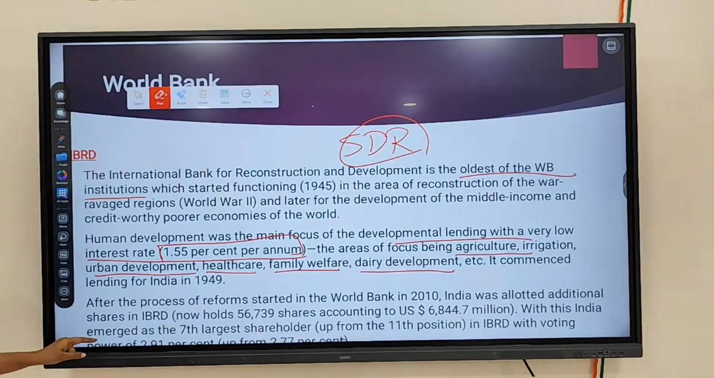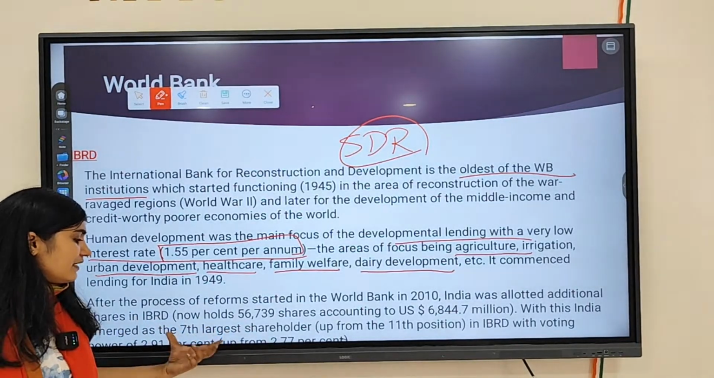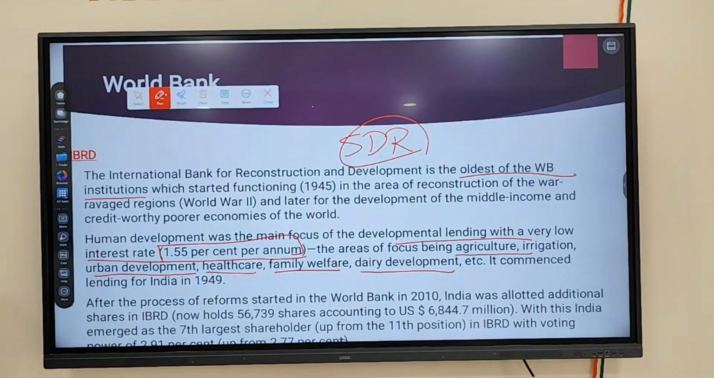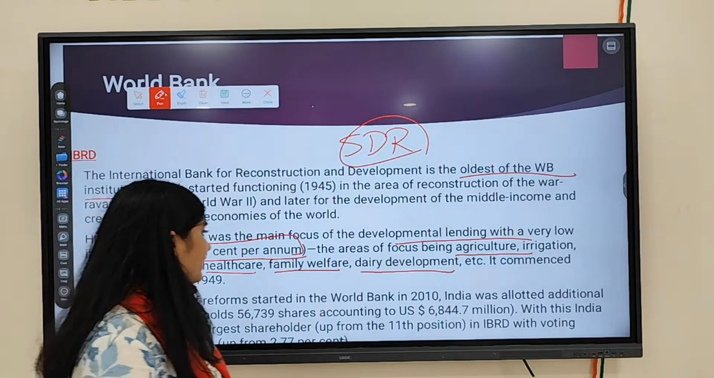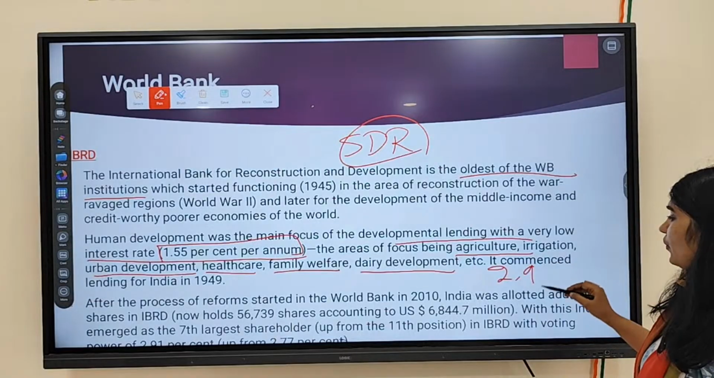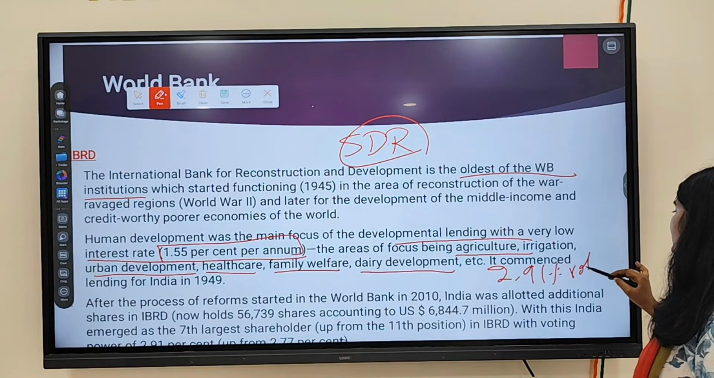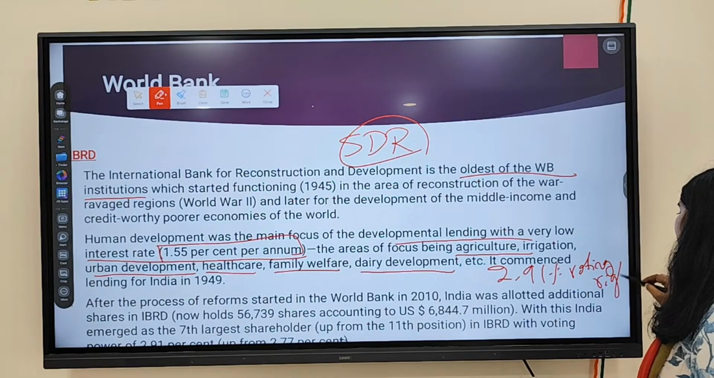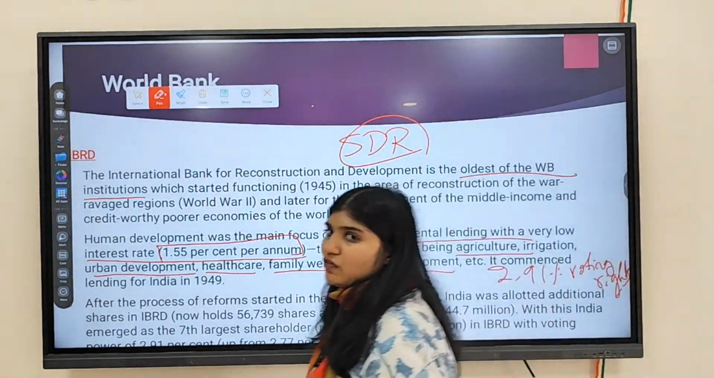And what is the rank of India? India is the 7th largest shareholder, but we are in the 11th position. And what is the voting power we have? Roughly 2.91 percent of voting rights we have.